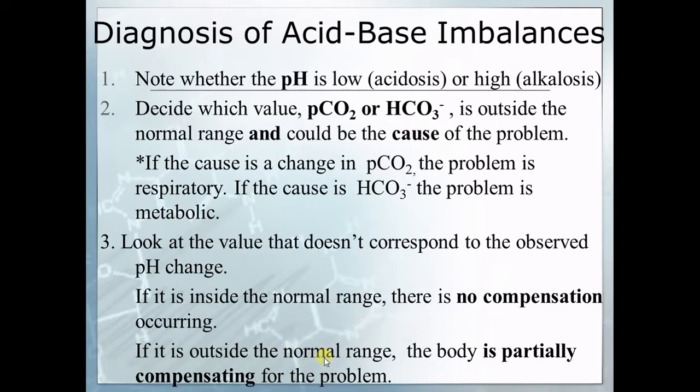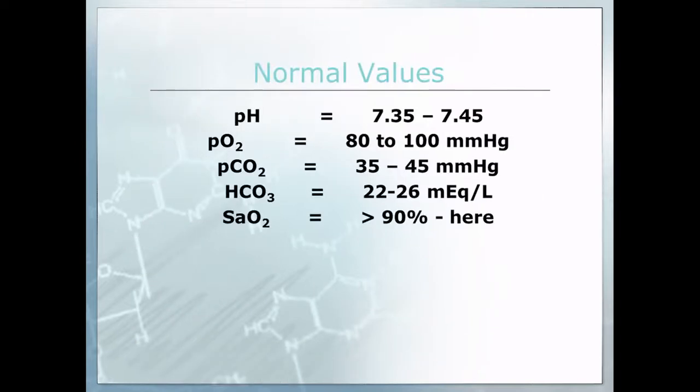If I have high CO2 and then this partial compensation, which means the kidneys are trying to fix it, the bicarbonate is going to start changing with it. And I put some normal values that you'll see out there in the real world. pH between 7.35 and 7.45. This is your partial pressure of oxygen. It should be between 80 and 100 millimeters of mercury. This is not a percent. This is millimeters of mercury.